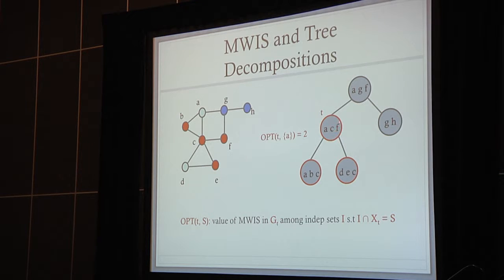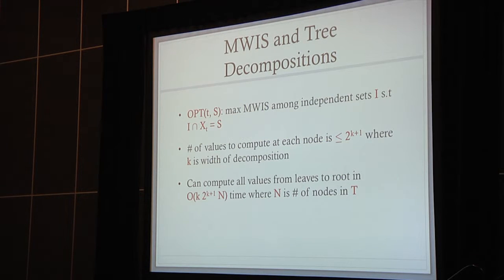So for every subset of this XT, I compute this quantity, and you can recursively maintain these quantities bottom up. And what is the running time of this algorithm? How many values do I need to compute at a node of the tree decomposition? For every subset of the bag, I have to compute a quantity. The width is k, which means there are k plus 1 vertices in that bag, so I have to compute 2 to the k plus 1 values at a node. So the overall running time of the algorithm will be 2 to the k plus 1 times n, where n is the number of nodes in the tree decomposition.